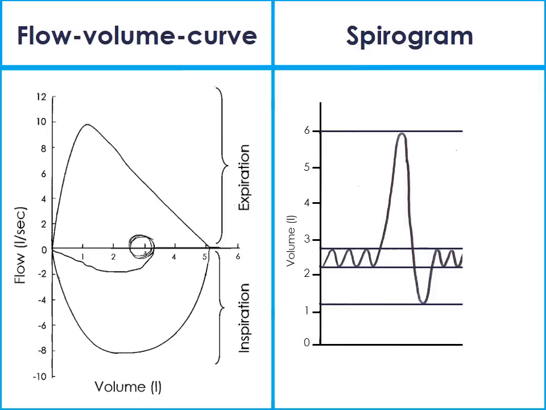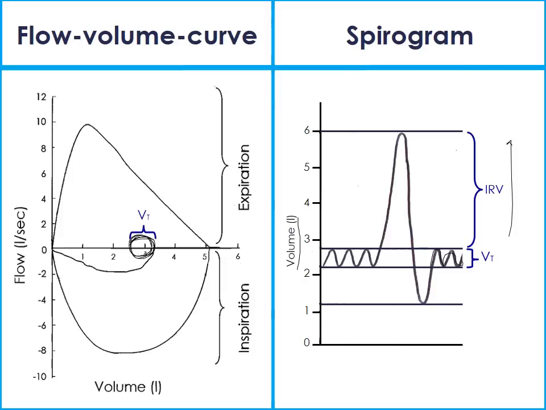So now let's quickly compare the volumes obtained from the spirogram versus that of the flow volume curve, specifically those volumes that correspond between the two. The tidal volume on the spirogram was represented by the small waves, whereas tidal volume on the flow volume curve is represented by this circle in the middle of the curve. The inspiratory reserve volume of the spirogram moves upwards because volume is measured on the y-axis. So an inspiratory reserve volume would indicate an increase in the volume and therefore move upwards.